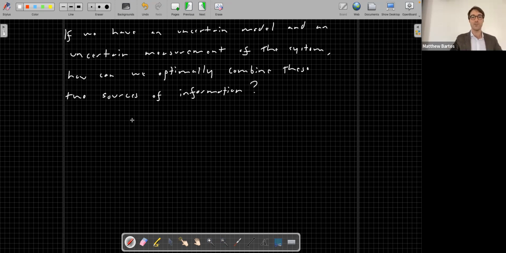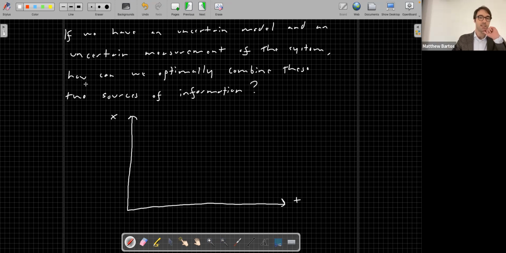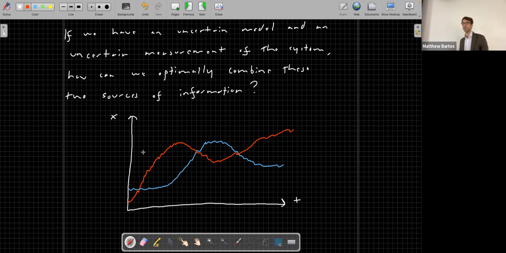Okay, so let's say we have just some generic system given by X and T. And let's say we have a modeled output of the system. So maybe our model looks something like this, and it's uncertain, so there might be some uncertainty associated with it. And we also have a sensor observation of the system that might be something like this. So the sensor and the model don't totally add up. This is our sensor. This here is our model.